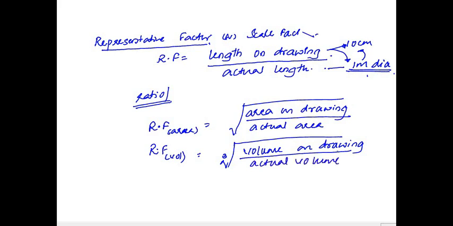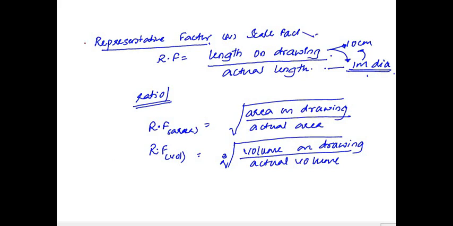Basically, finally it has to come to be a linear dimension, that means in terms of length. So when it is given in area, we will take the square root. If the representative factor is mentioned in terms of volume, then we will take the cube root. If it is given directly in terms of length, then we can directly write length on drawing by actual length. Okay, so this is about representative factor. Apart from just remembering the formula, try to understand what it actually is. Then only, in whatever way it is presented in the problem, you will be able to do it. So this is by what factor we are reducing or increasing, simply given as length on drawing by actual length.